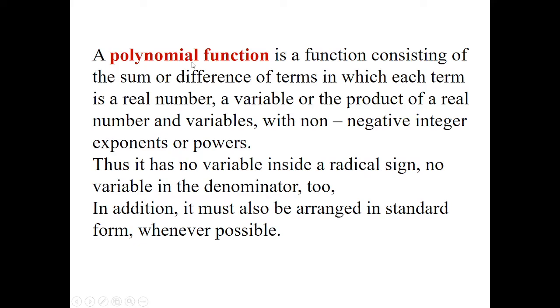So, when we say polynomial function, it is a function consisting of the sum or difference of terms in which each term is a real number, a variable, or the product of a real number and variables with non-negative integer exponents, or powers. Thus, it has no variable inside a radical sign, no variable in the denominator too. And it must also be arranged in a standard form whenever possible. So that's what you remember for a polynomial function. No negative exponent, no variable inside the radical sign, no variable in the denominator.